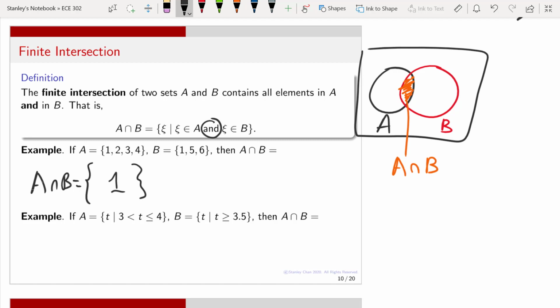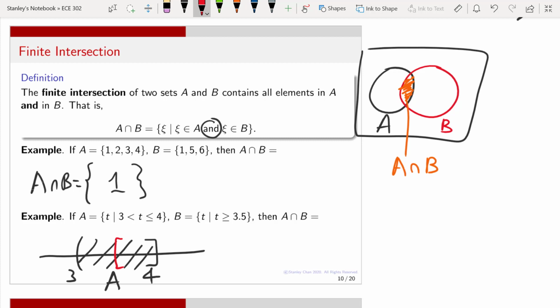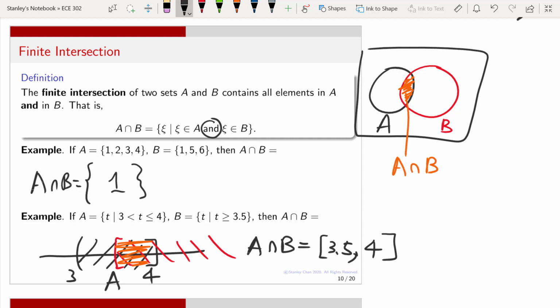Now, suppose you have this interval problem again, where you're going from 3 to 4. This is your A, and then you have B, from 3.5 and all the way to infinity. Then the set A intersect B, you can see that it will be this interval. So A intersect B will give you from 3.5 and then all the way to 4, and you have to close at 4. Okay, so this is set A, this is set B, and this is the set A intersect B.